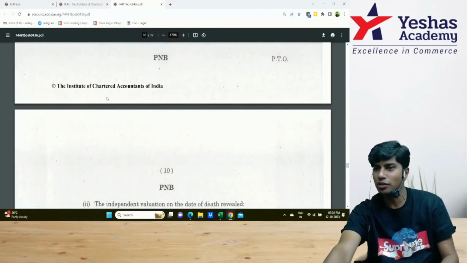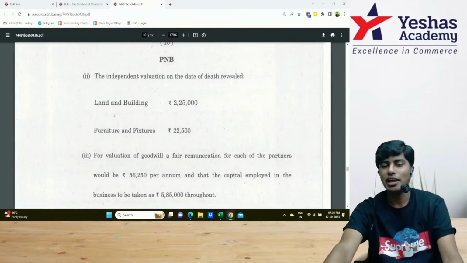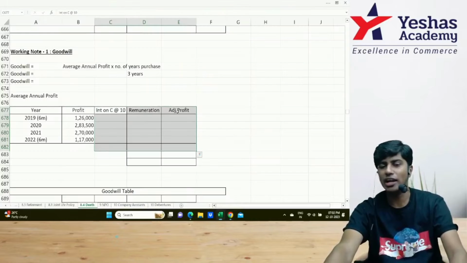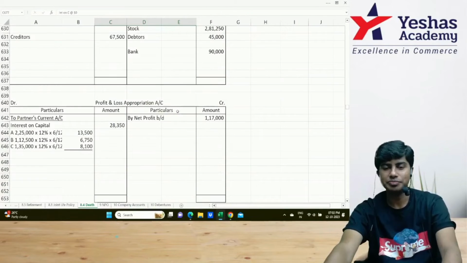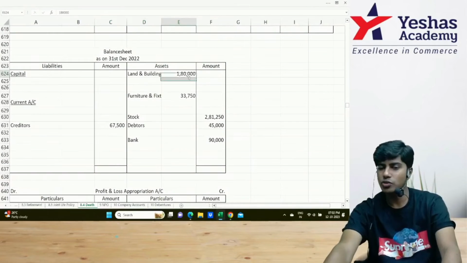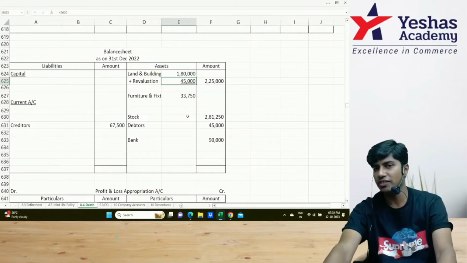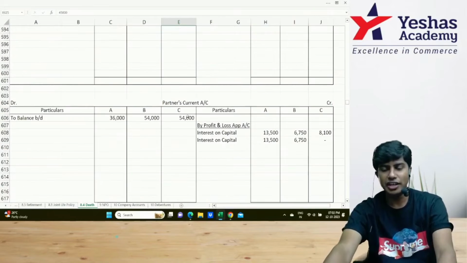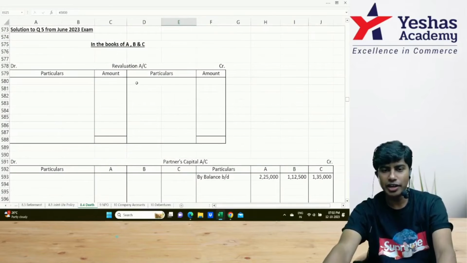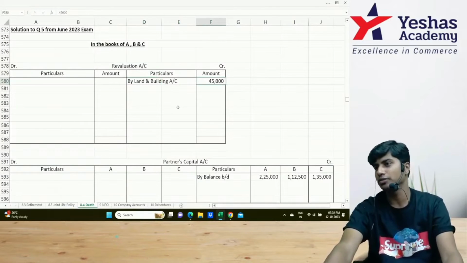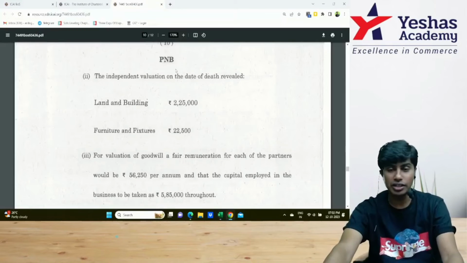Was it difficult till now? Nothing. Third page. Land and building became how much? 2,25,000. Come to the balance sheet. Land and building was 1,80,000. It is becoming 2,25,000. How did it become 2,25,000? Appreciation, an increase in the value by 45,000. When the asset value increases, it is a profit. In our revaluation account, we'll write it on the credit side, by land and building, 45,000.